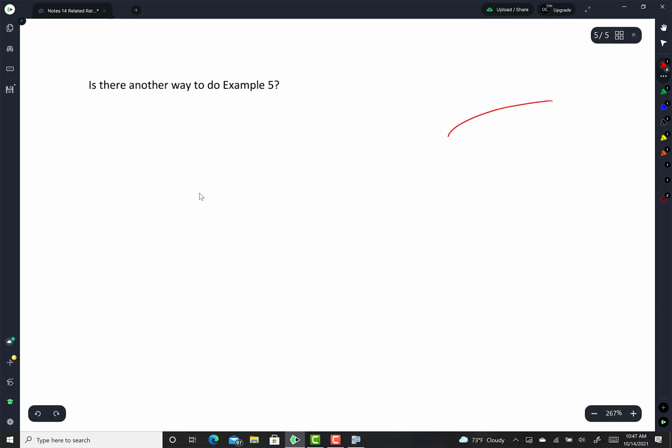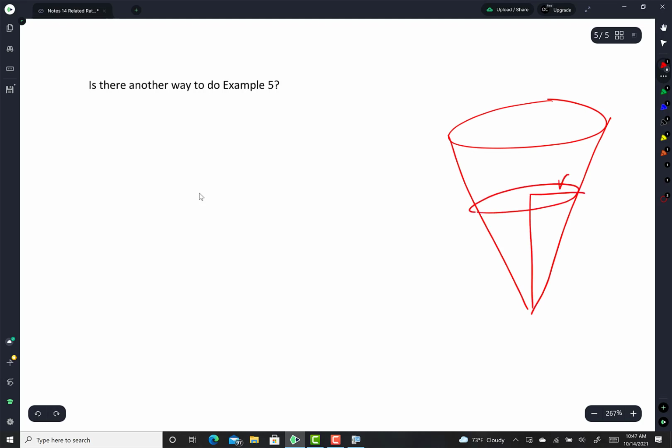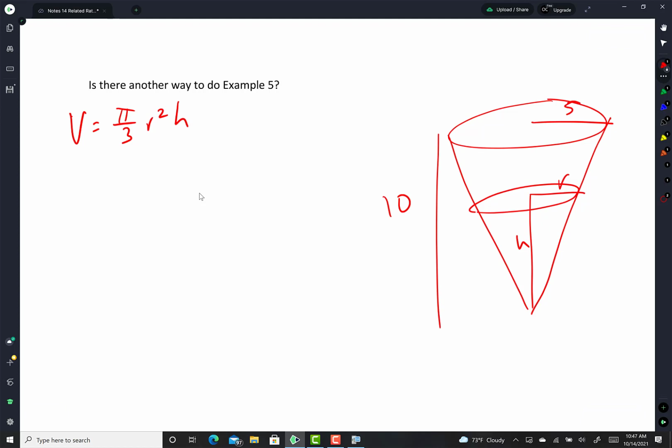So here it is. Let's just sketch this again real quick. So here's the water. That's R, that's H, that's 5, and then that's 10. All right, volume, pi over 3 R squared H. Here's the key. If you don't want to work with two variables, because remember, all of these things are changing with respect to time. The question's asking how fast is the water rising. So what they want is dH/dt for the water. We already got dV/dt. That was 9 cubic feet per minute.